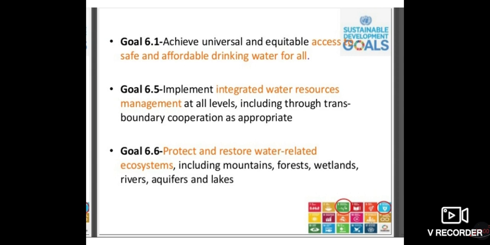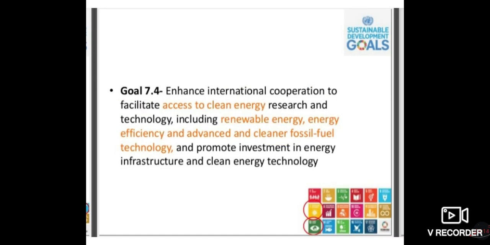Another point is 6.6, protect and restore water-related ecosystems like mountains, forests, wetlands, rivers, aquifers, lakes, etc. Then another one, 7.1, access to clean energy resources: renewable energy, energy efficiency, advanced clean fossil fuel technology.